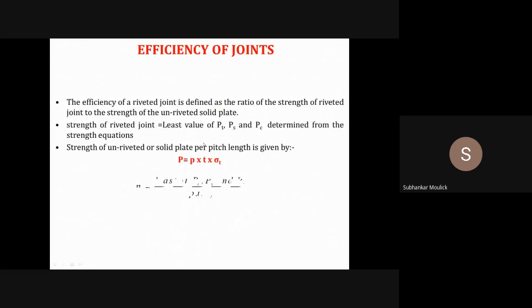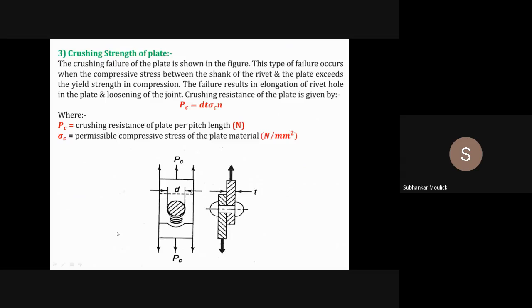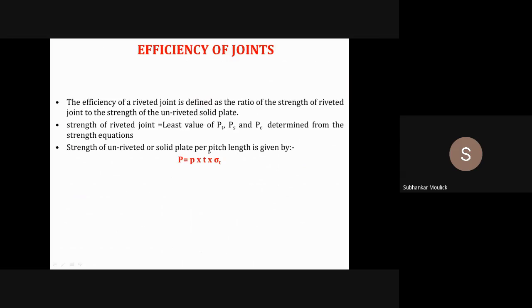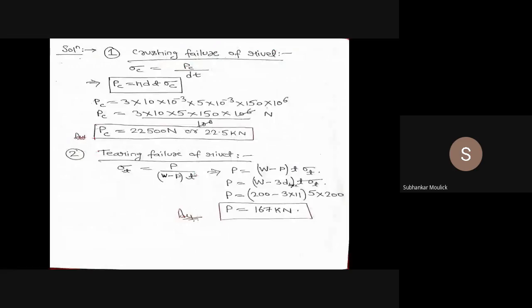Which D will I take? Will I take the dia of the rivet hole, 11 mm, or the dia of the rivet, 10 mm? In this expression of PC, everything is given: T, sigma C, D is also given. But which D will I take? Whether the dia of the rivet or the dia of the rivet hole. I think the dia of the rivet. Yes, I need to take the dia of the rivet.